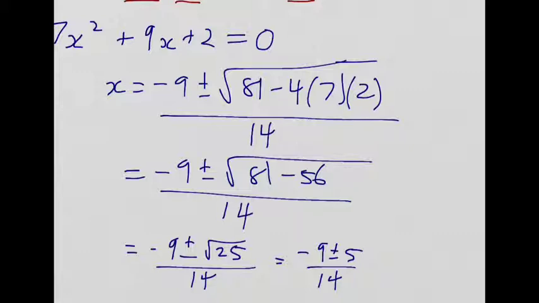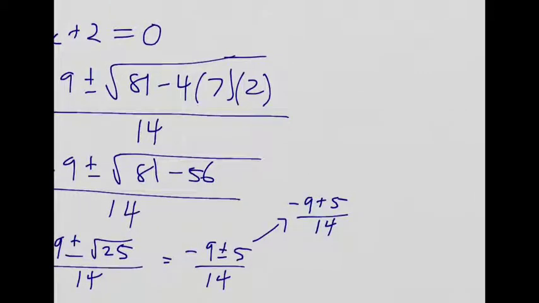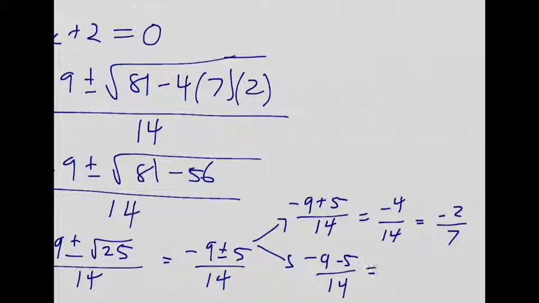Okay, so that either equals negative 9 plus 5 over 14, which is, how much is that? It'd be negative 4 over 14, which is negative 2 over 7. Or we could have negative 14 over 14. So negative 1.